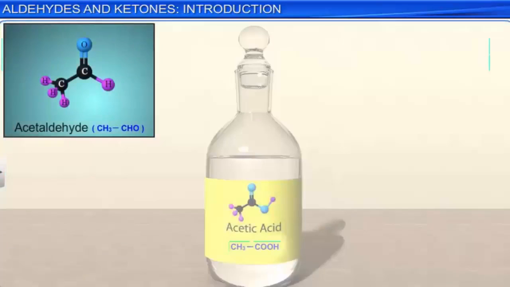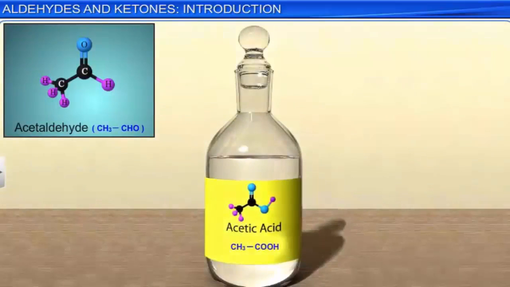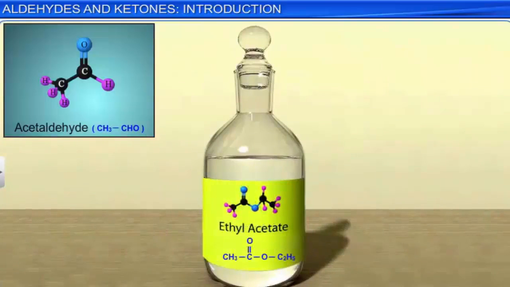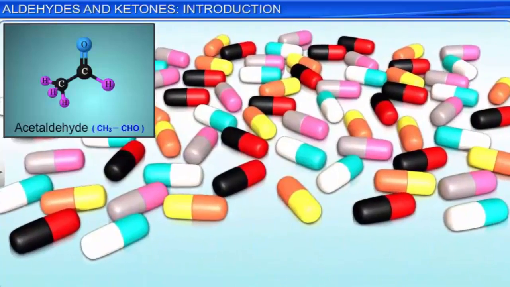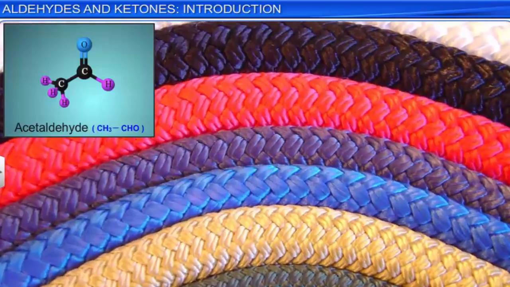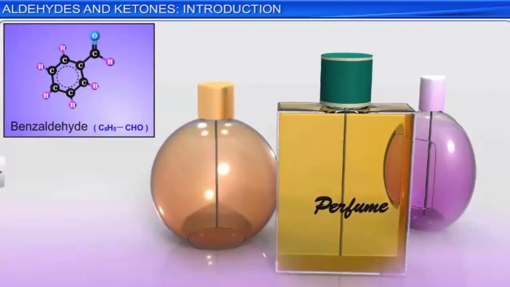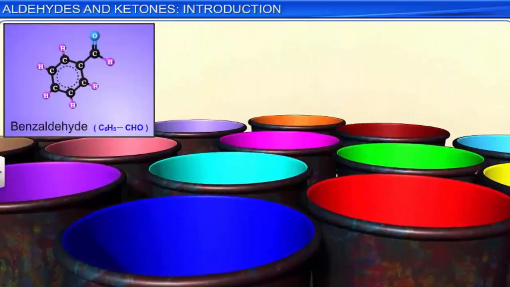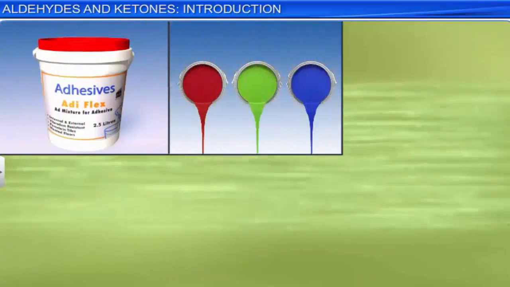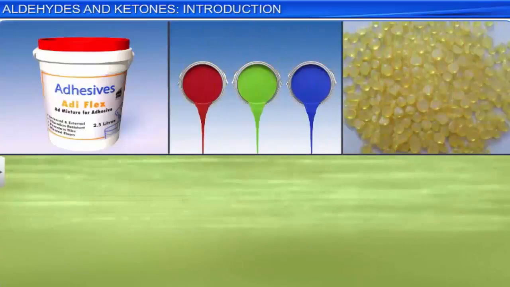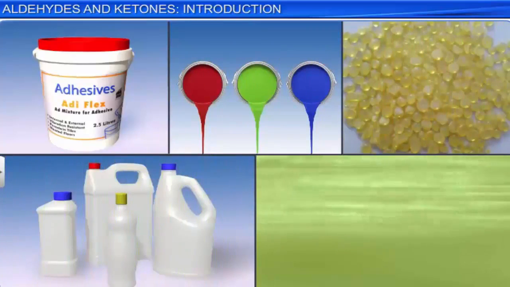Acetaldehyde is chiefly used as starting material for the synthesis of acetic acid, ethyl acetate, drugs, and polymers. Benzaldehyde is used in the perfume and dye industries. Certain compounds are used for preparing adhesives, paints, resins, plastics, fabrics, and so on.